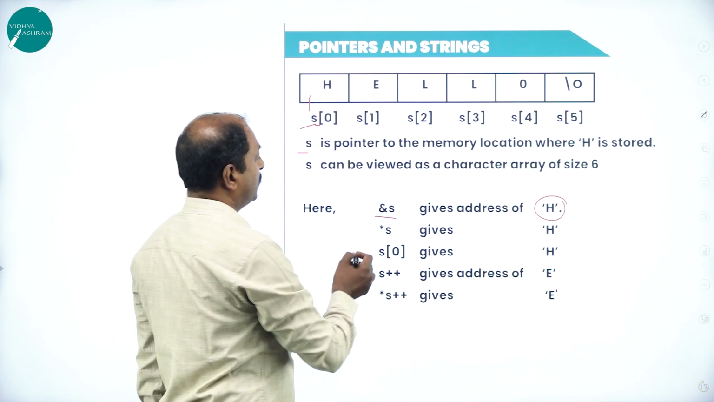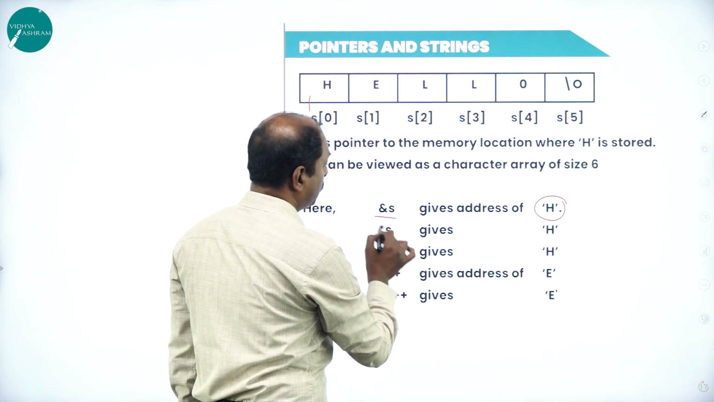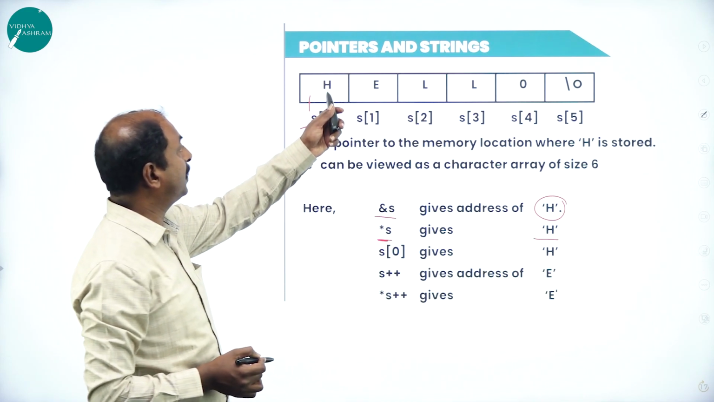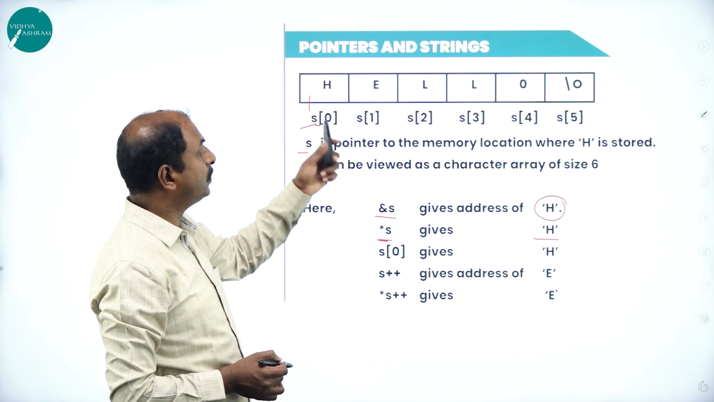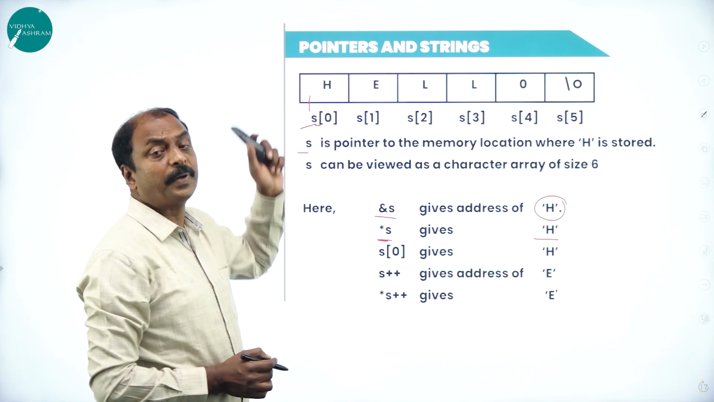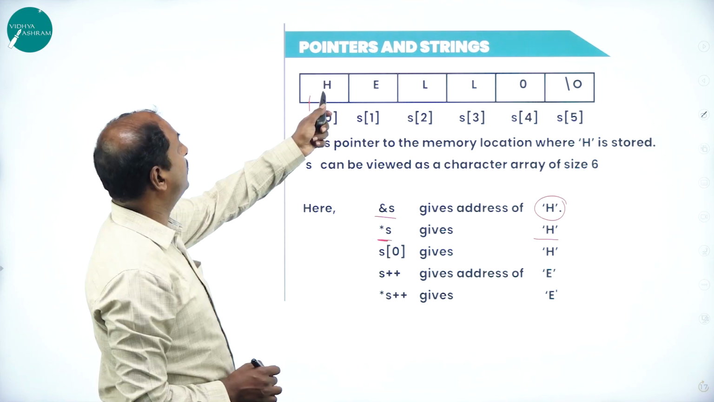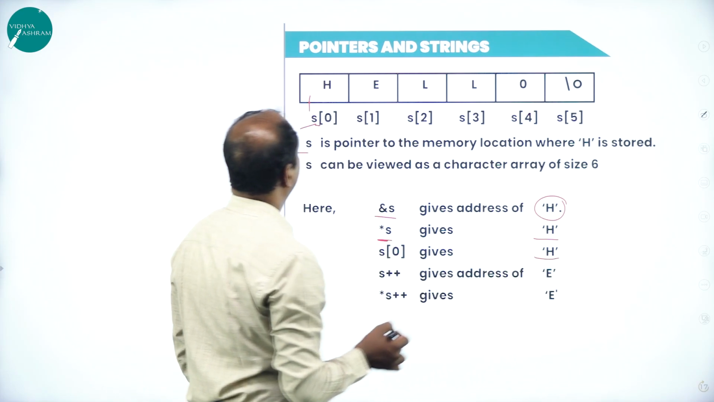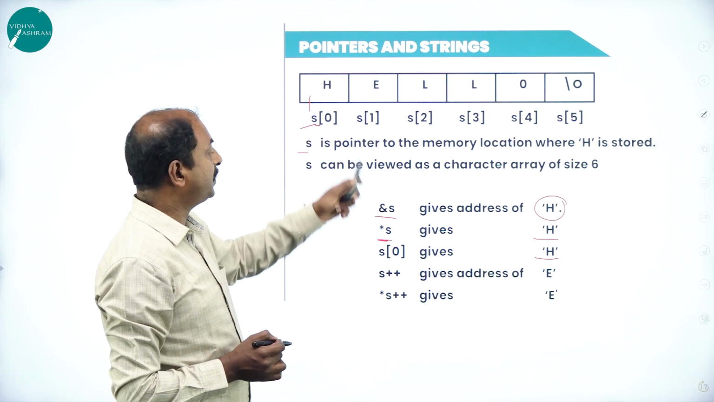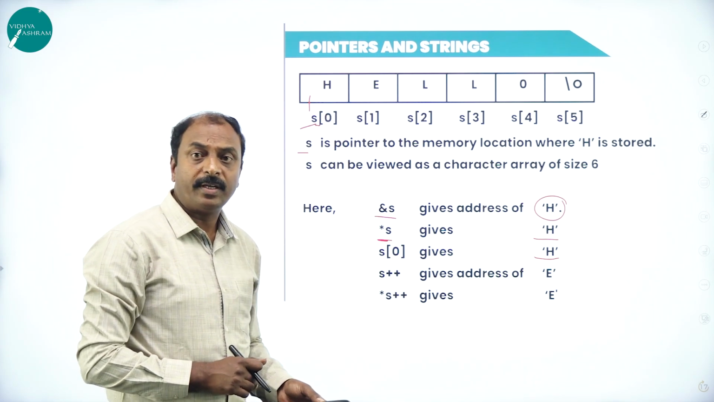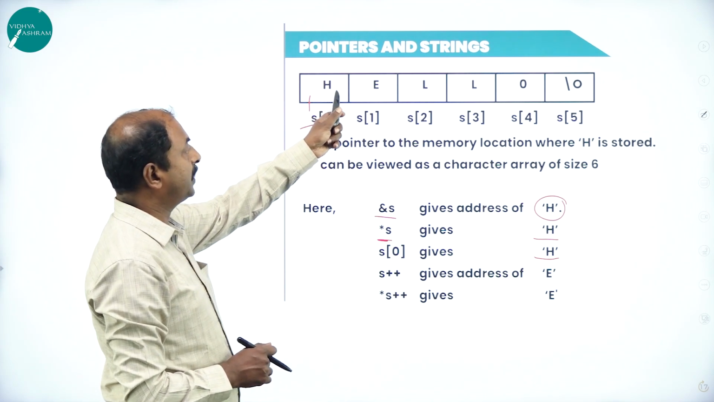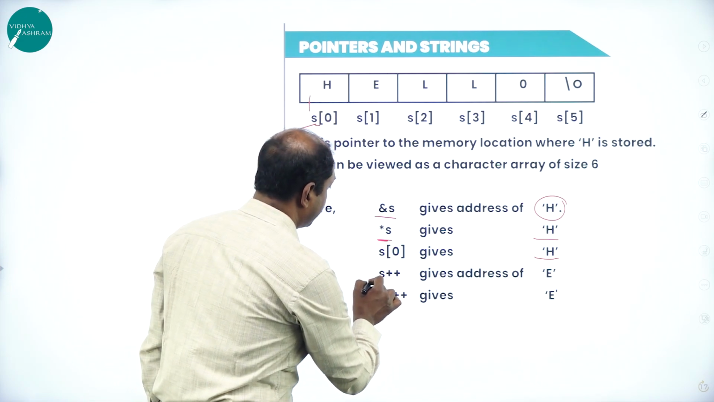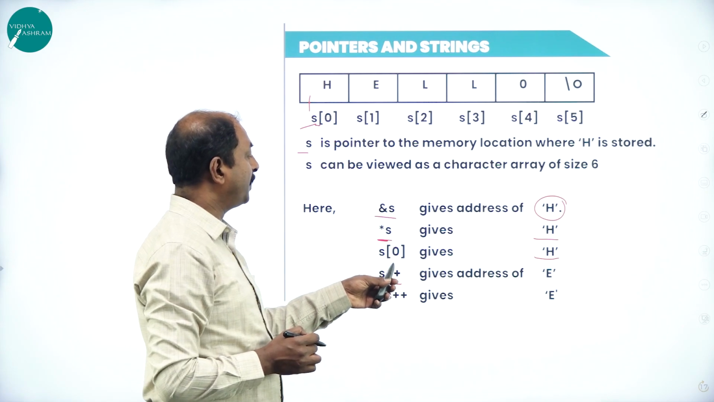Next one is *S. *S gives H, the value of this variable at the index, or the content at this space. Next, S[0] also gives H. Obviously it gives the value available in that index, S[0]. And S++ is the increment operator.